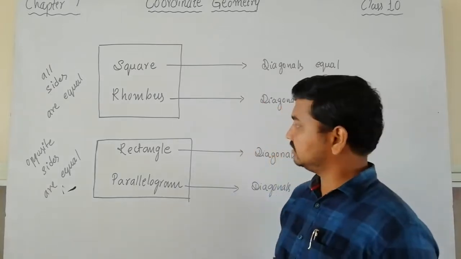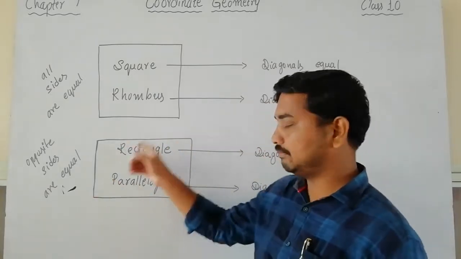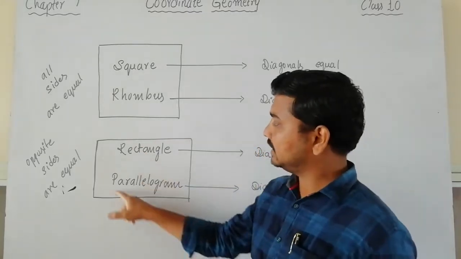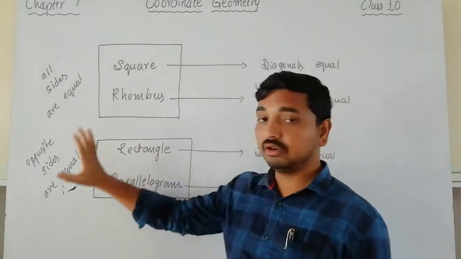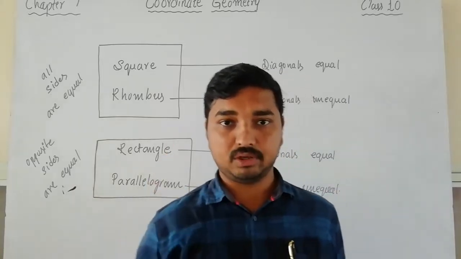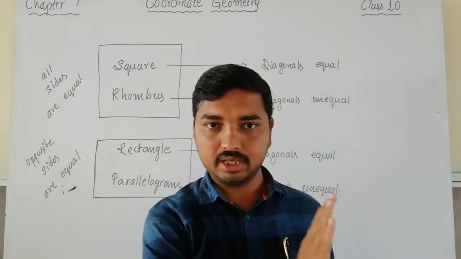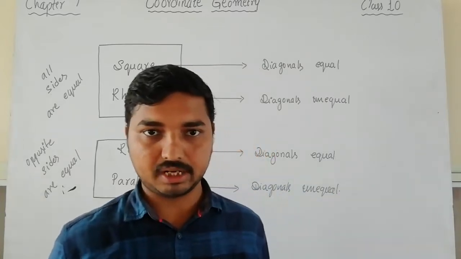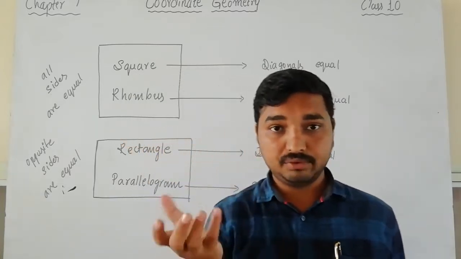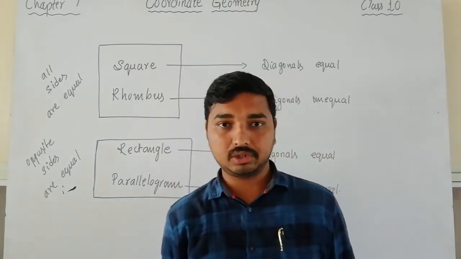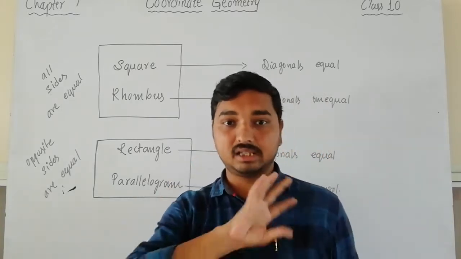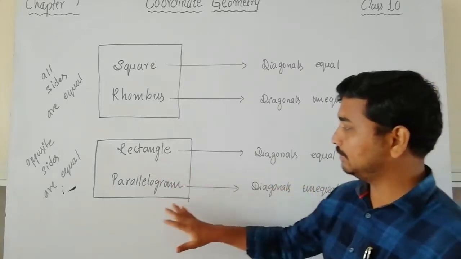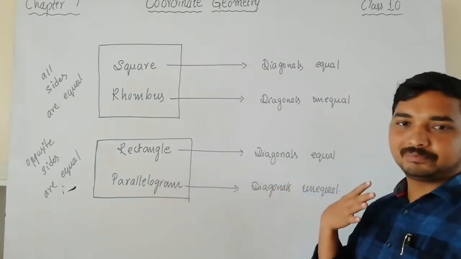In the same sense, I am going to group rectangle and parallelogram as one group, because the common criterion for rectangle and parallelogram is that opposite sides are equal. This is a common criterion in the parallelogram and also in the rectangle. But to differentiate rectangle and parallelogram, we need to go for diagonals. Very important thing: in a rectangle, diagonals are equal, but in a parallelogram, diagonals are unequal.